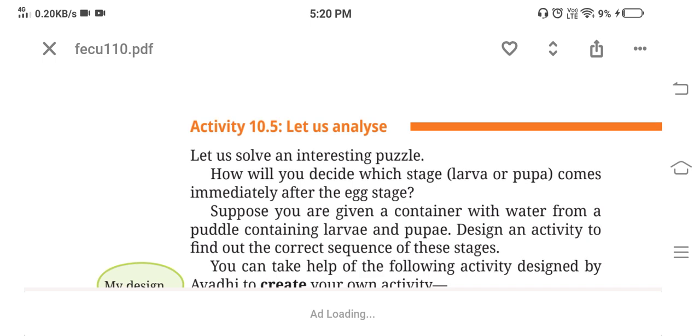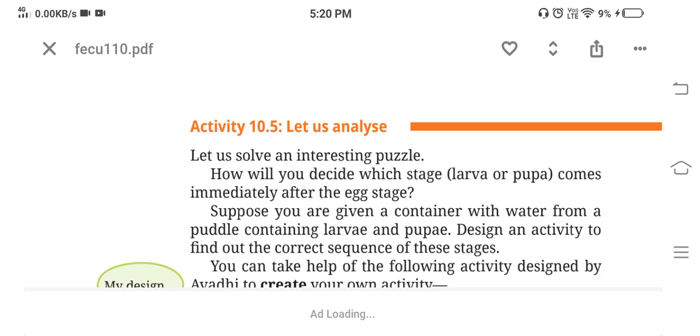Activity 10.5. Let us enhance. Let us solve an interesting puzzle. How will you decide which stage, larva or pupa, comes immediately after the egg?